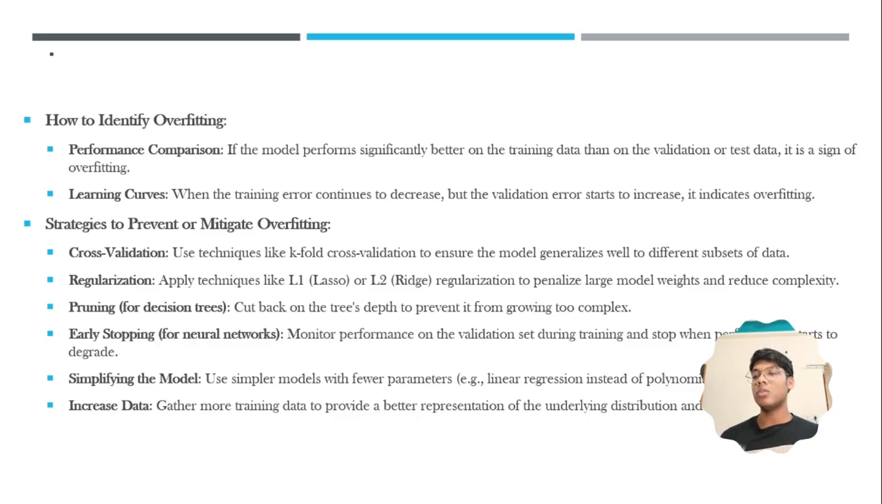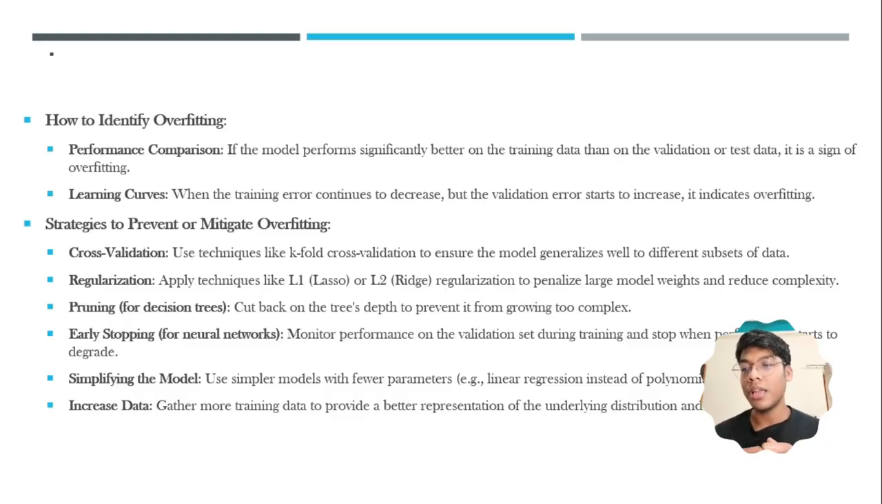So let's go through all of these points. In cross validation, we use techniques like k-fold cross validation to ensure the model generalizes well to different subsets of data. In regularization, we apply techniques like L1 lasso or L2 ridge regularization to penalize large model weights and reduce complexity.